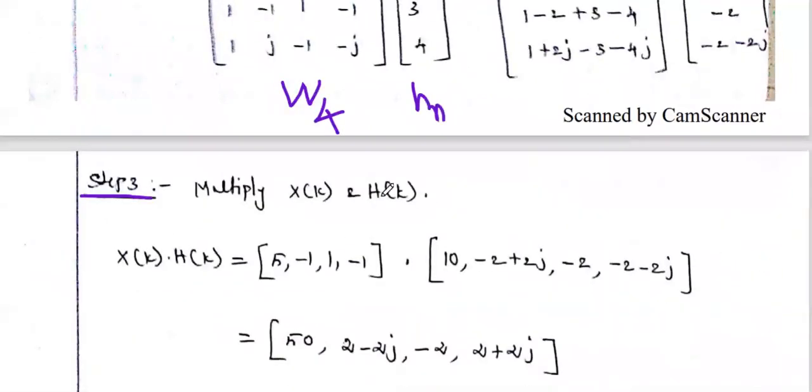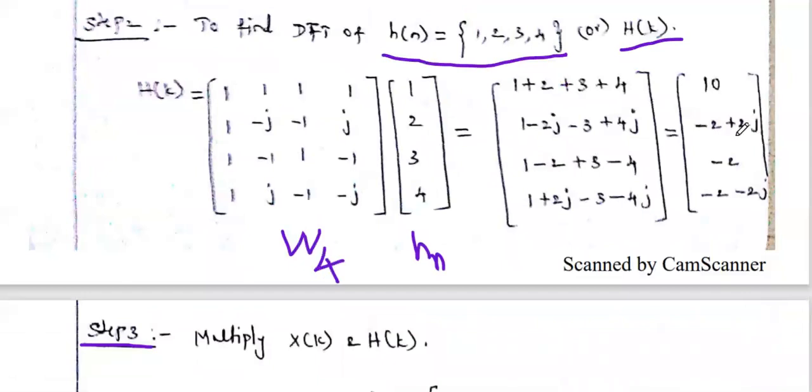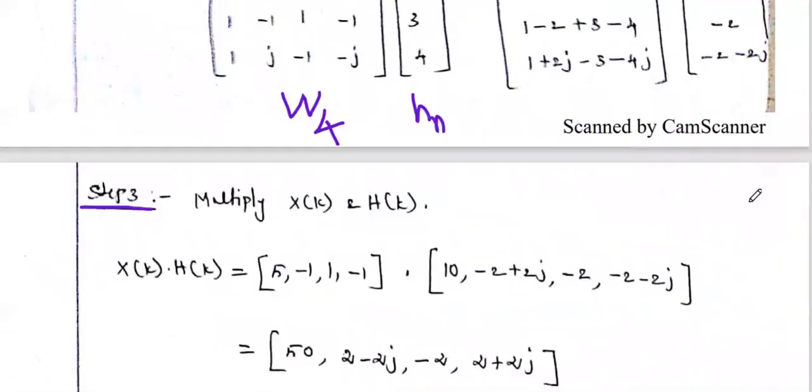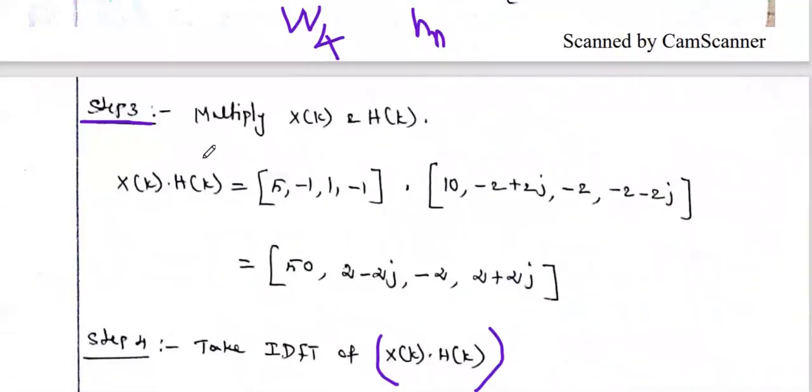So we write the capital H of k row wise: 10, comma, minus 2 plus 2j, minus 2. Then the fourth element is minus 2 minus 2j. Okay, so step number 2 is over. What is step number 3?